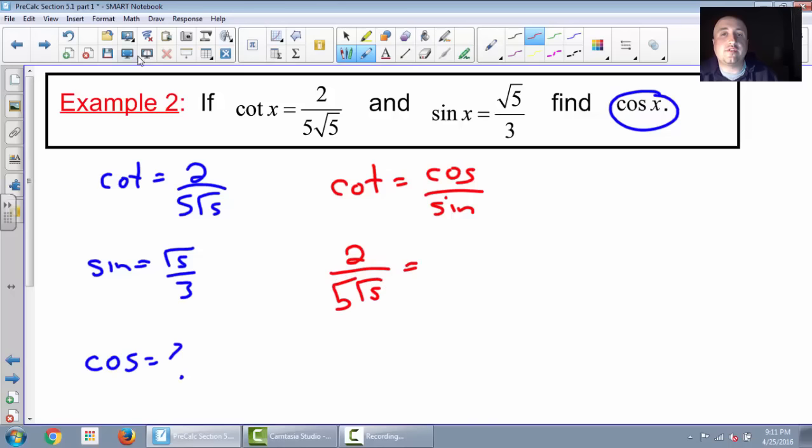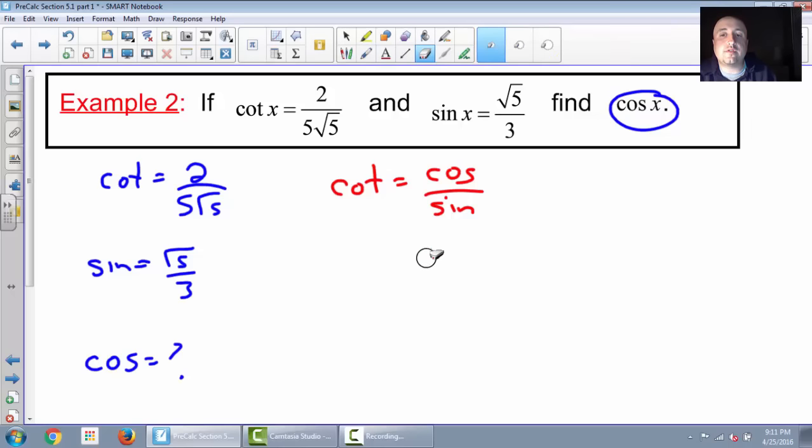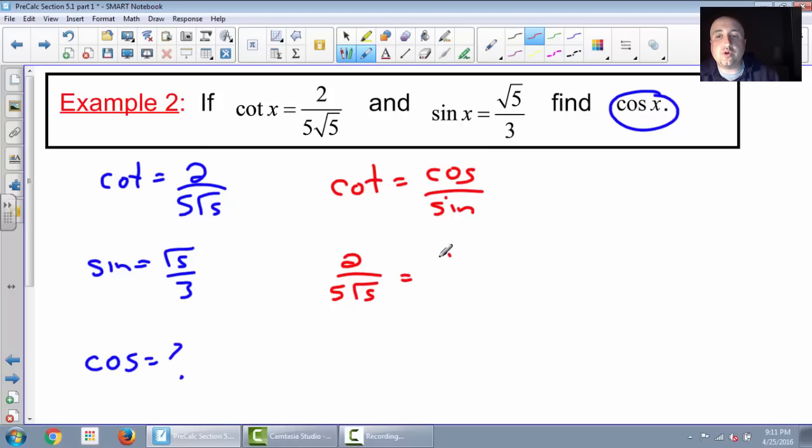I don't like the way that looks. Let me rewrite that. So cotangent is 2 over 5 root 5, and that's equal to cosine, which we don't know, over sine, which we do know, which is root 5 over 3. All right, and all this basically is from now on is old school algebra.